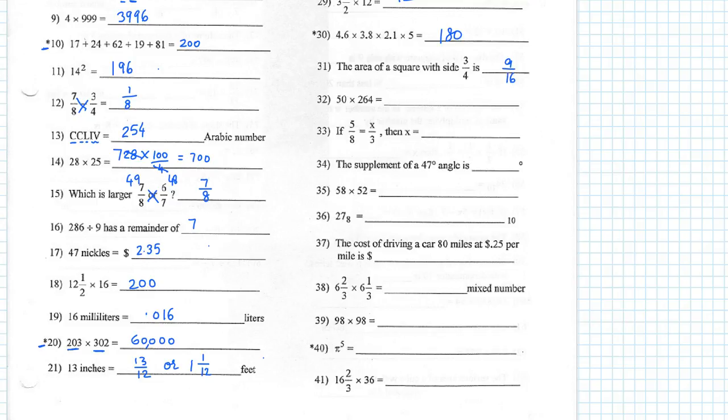Question 32, what is the product of 50 and 264? So again, think of this number as 100 divided by 2. So when you multiply 100 with 264, you will get 26,400. And when you divide 26,400 by 2, you will get 13,200 as the answer.